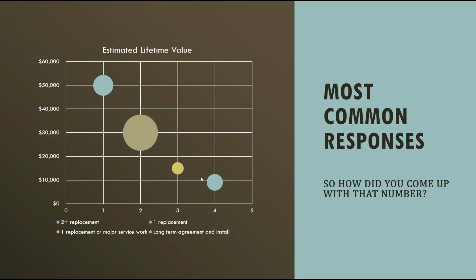A small, kind of the minority group would fall in the $15,000 range. I do 1 or 2 replacements, a little bit of service work, and not a lot in between. And then I do a single replacement and a lot of service work, kind of the $10,000 range. So how did they come up with that number?